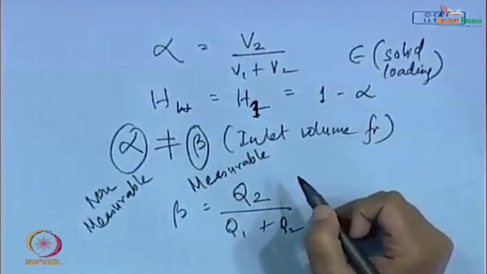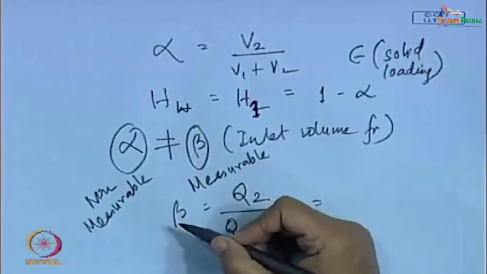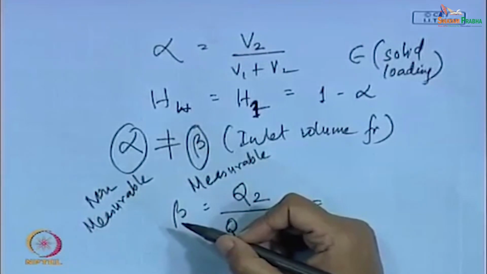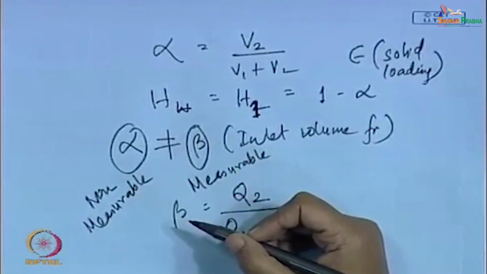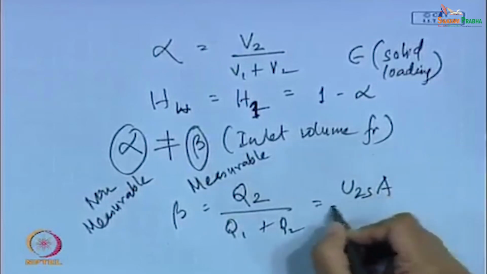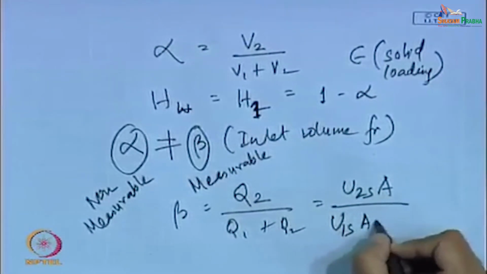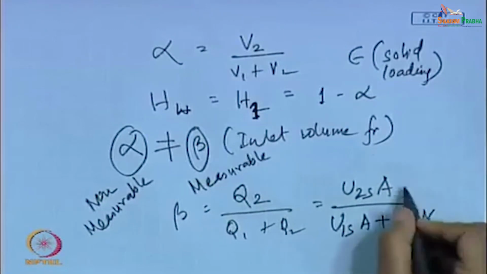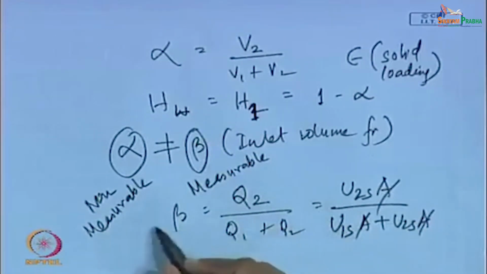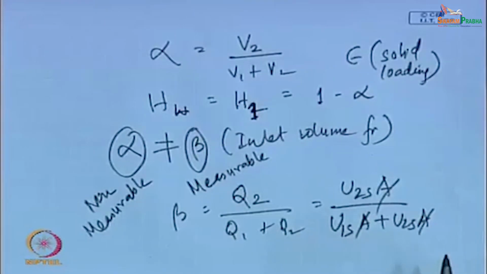But tell me, if I would like to express beta in terms of velocity, how should I do it? Louder. Is it u2 or should it be u2s, the superficial velocity? Because Q2 is nothing but u2sA by u1sA plus u2sA, and the A's cancel out. So, therefore, beta can be related with the superficial velocities as well. Definitely it cannot be related to the in situ velocities.